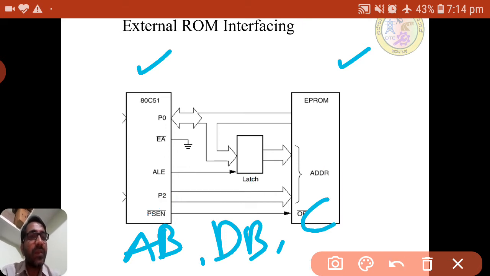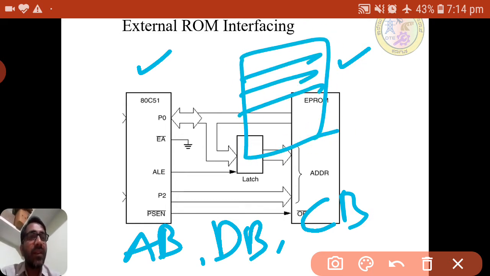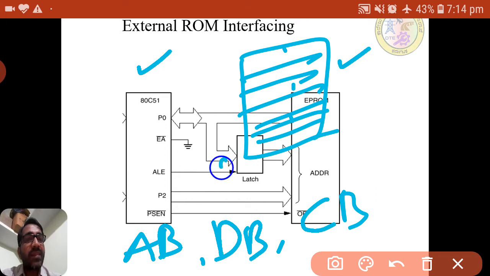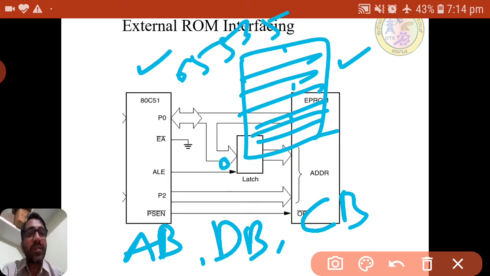How it will be used is, first the address is required. Why is the address required? Memory is a collection of registers. It may be just 8 locations or 4K locations or 64K locations, whatever it is. If there is 64K, then there will be 65,536 locations, from address 0 to 65,535.